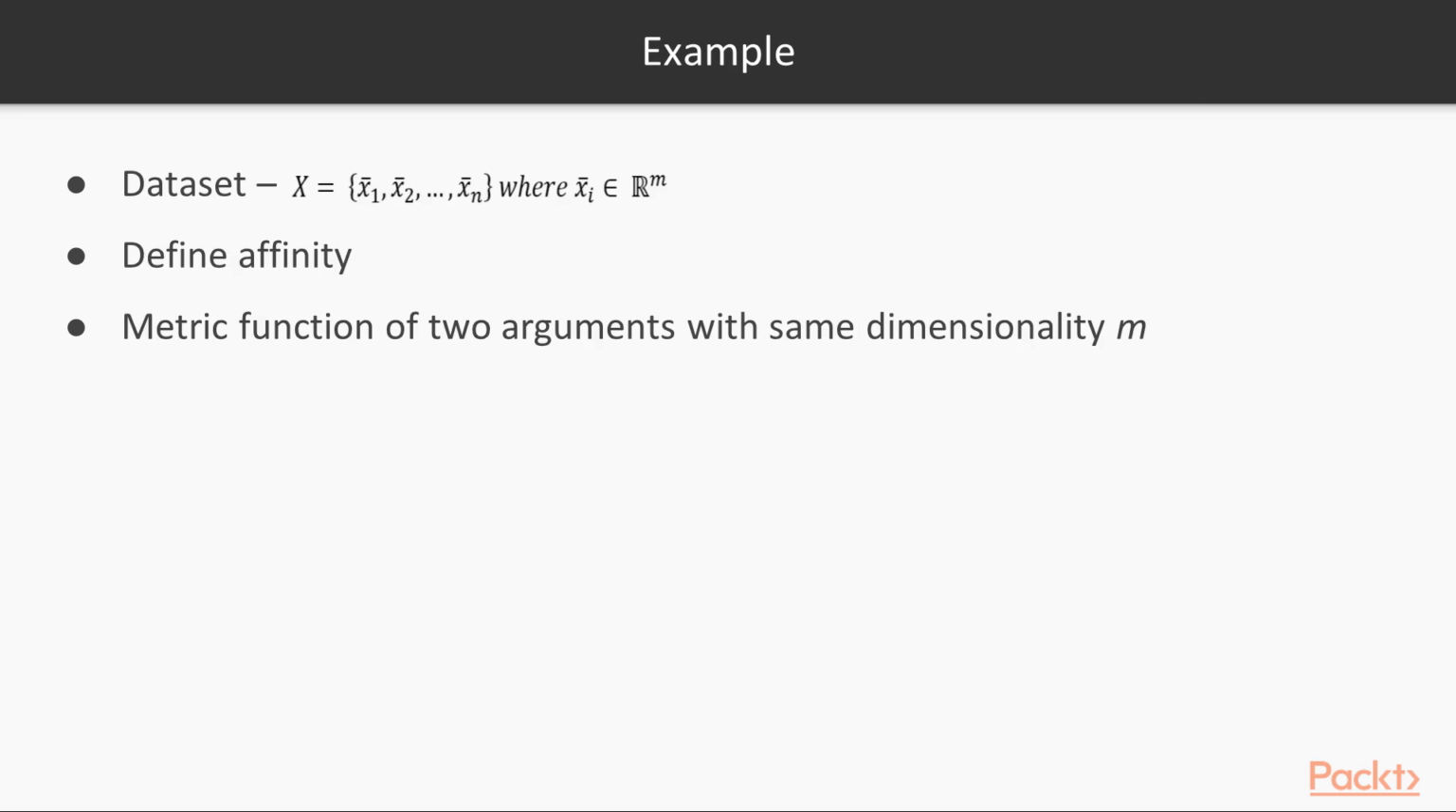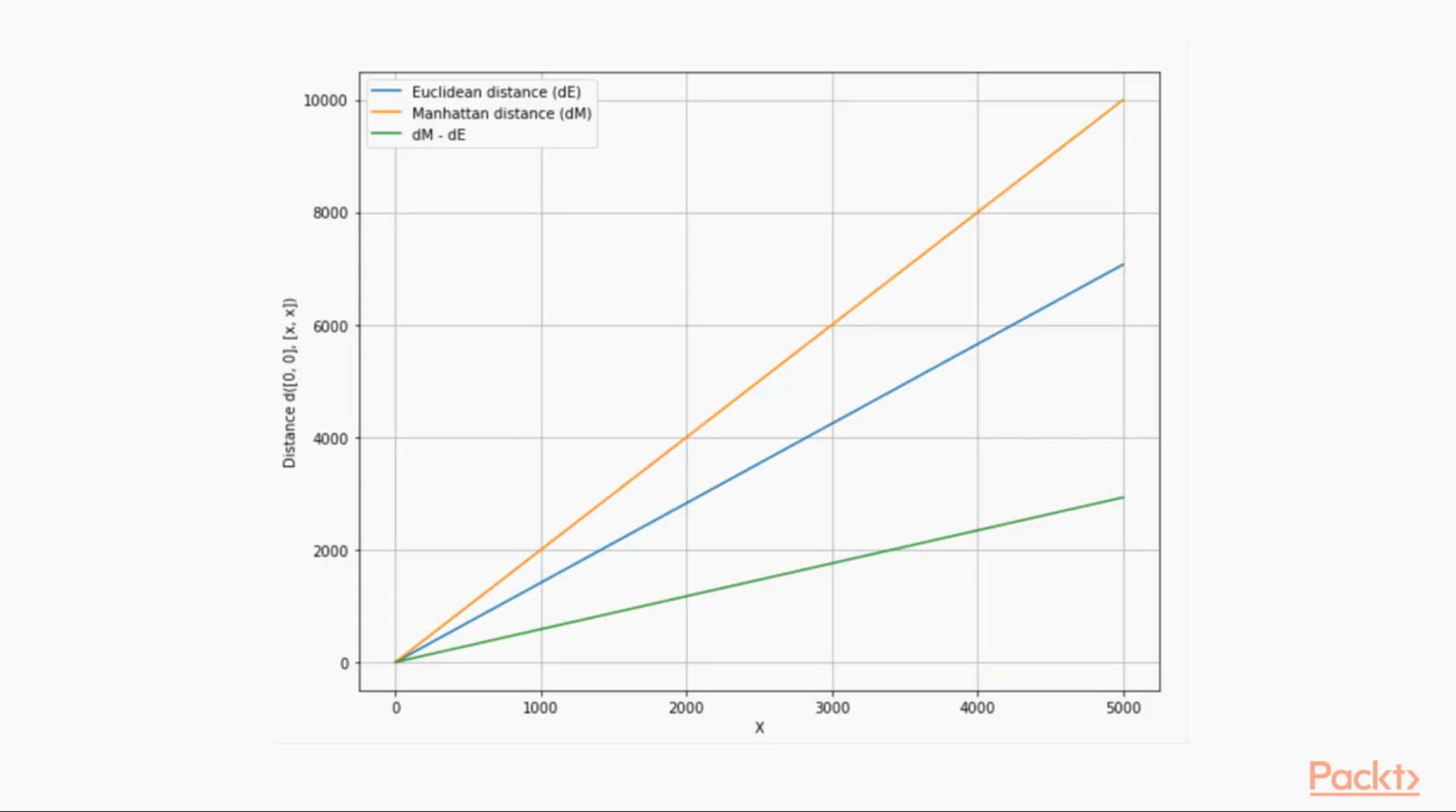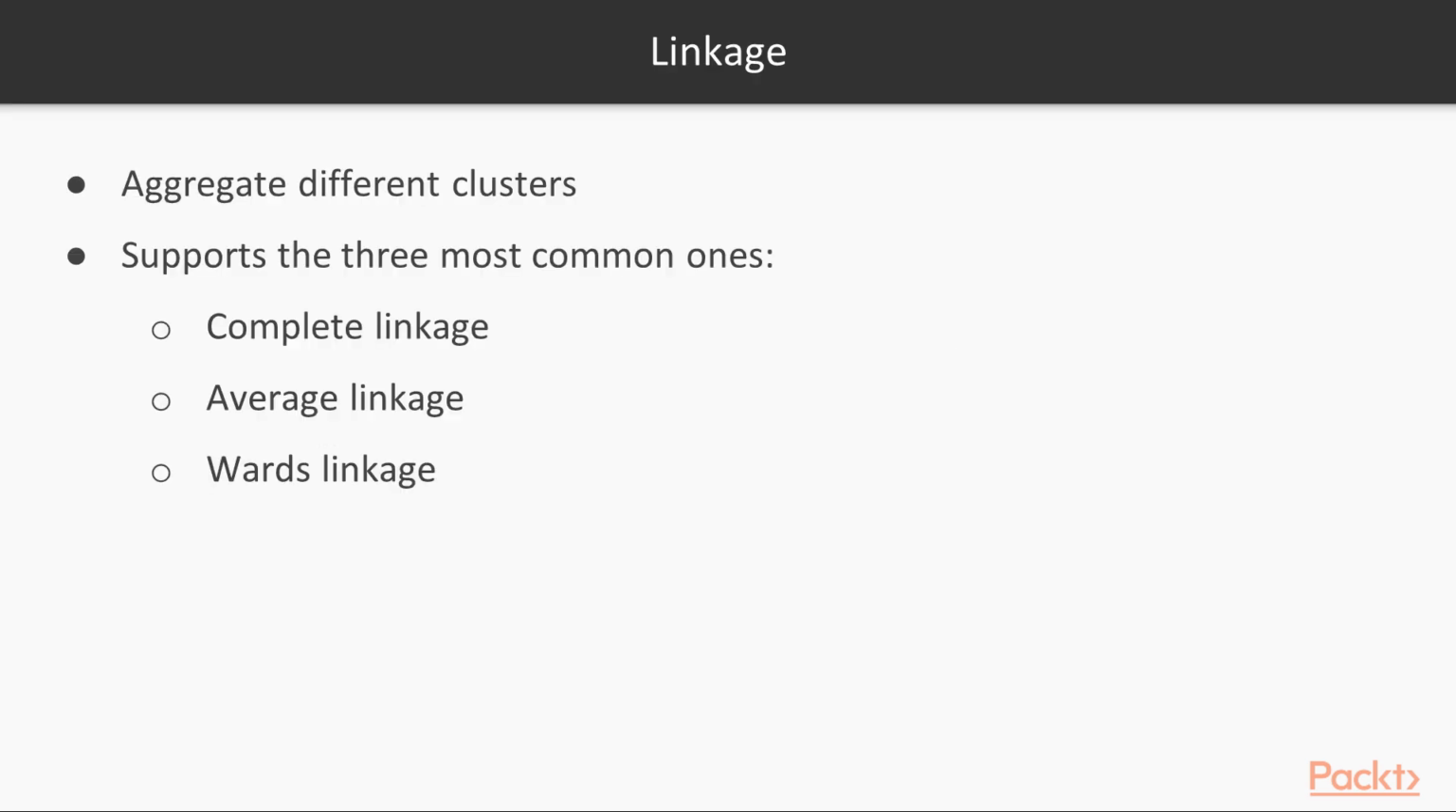Consider this dataset. We define affinity, a metric function of two arguments with the same dimensionality, m. The most common metrics are Euclidean, or L2, Manhattan, or L1, and cosine distance. The Euclidean distance is normally a good choice, but sometimes it's useful to have a metric whose difference with the Euclidean one gets larger and larger. The Manhattan metric has this property. To show it, in the figure, there's a plot representing the distances from the origin of points belonging to the line y equals x.